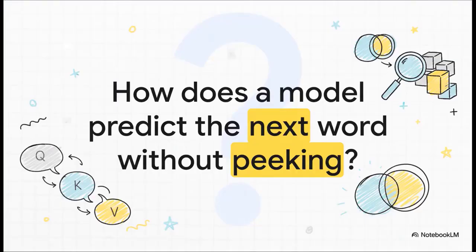I mean, think about it, right? If I ask you to complete the sentence, "the weather today is," you can't use the word "sunny" to help you predict the word "is." That wouldn't make any sense, and the model faces the exact same problem. If it could see the whole sentence it's supposed to be creating, it's not really predicting anything, is it? It's just copying. That's not very smart.